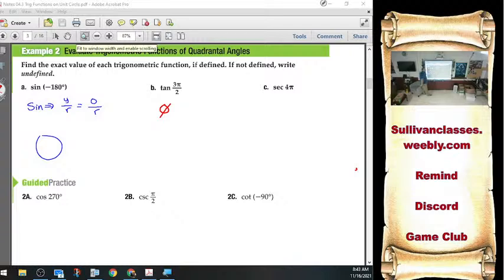So can't do that. Secant of 4 pi. Well, first of all, where is 4 pi? North, east, south, or west? I feel like if it's in the quadrant, we should say the quadrant. If it's on the quadrantal angles, use the cardinal directions. West. Are you sure?